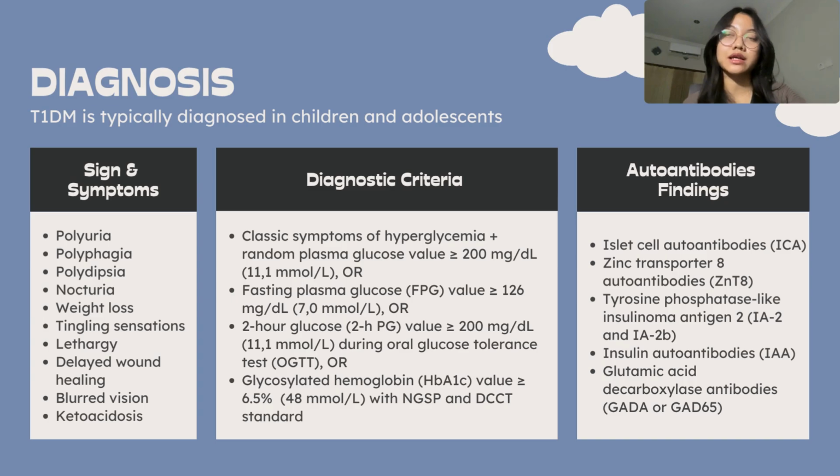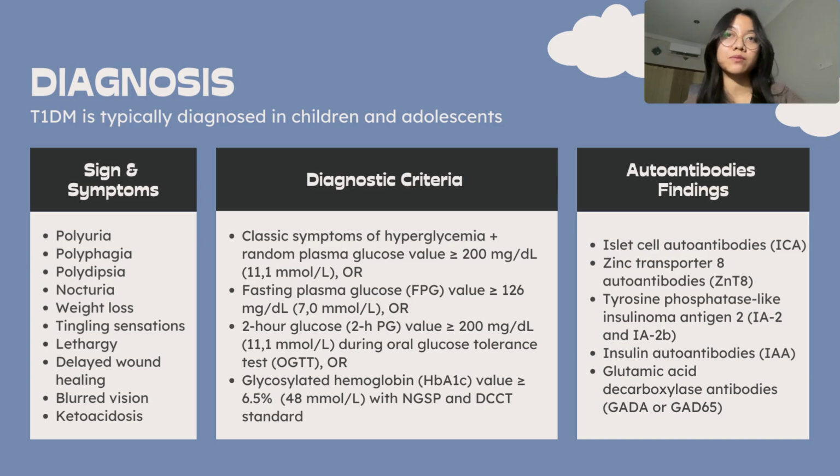Type 1 diabetes mellitus is typically diagnosed in children and adolescents and is unrelated to lifestyle variables. The classical symptoms of diabetes in children are characterized by polyuria, polyphagia, polydipsia, nocturia, and weight loss, similar to those seen in adults. Other manifestations such as tingling sensation, lethargy, delayed wound healing, and blurred vision are frequently observed.